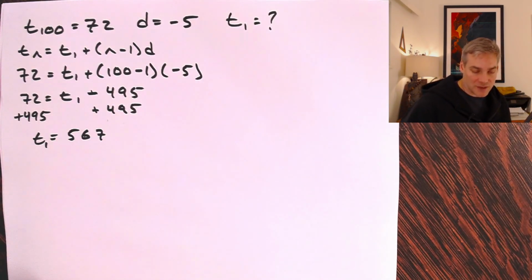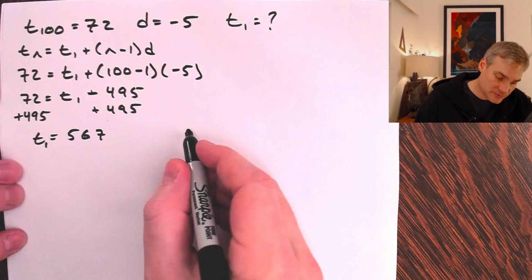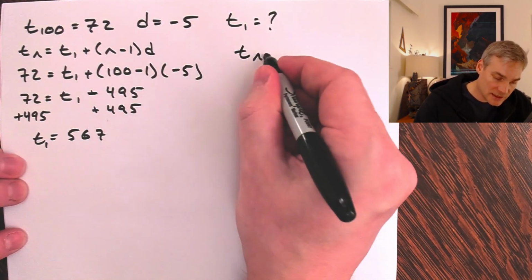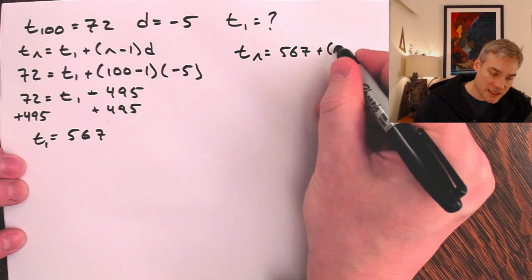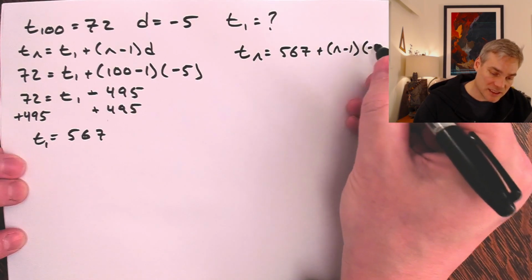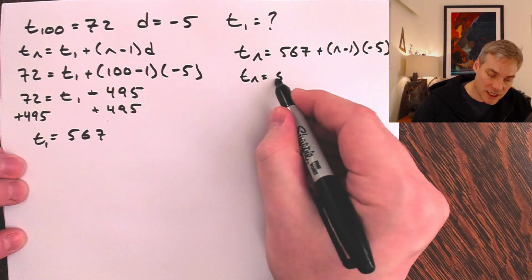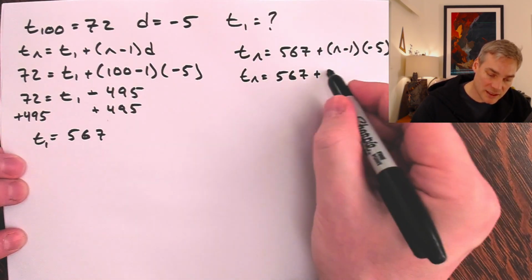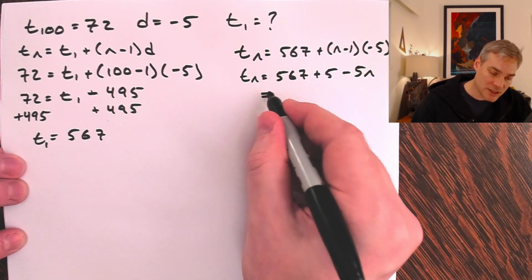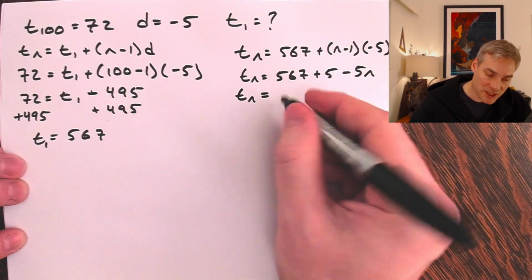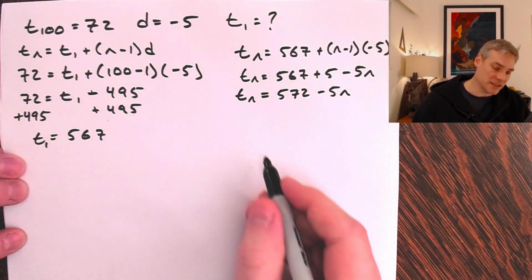So T1 equals 567. Now, if I wanted to find the general term, then I would say, okay, well, Tn equals T1, which is 567, plus n minus 1 times d, which is negative 5. And then that is Tn equals 567 plus 5 minus 5n. So that equals 572 minus 5n. And that's your general term right there.